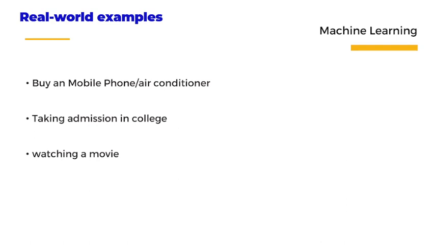The second one is whether buying furniture or electronics, going to college, or watching movies. Everywhere you are taking the opinion of different people, and based on that you are taking the decision. Suppose as a student you want to choose a course after the 12th and need help deciding which course to take based on your ability.